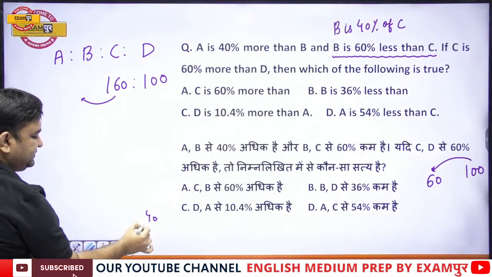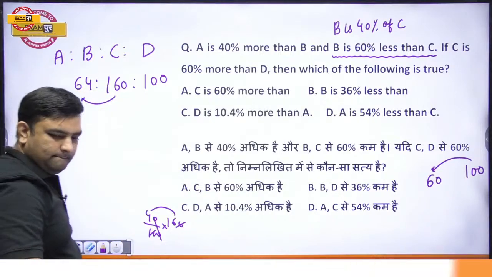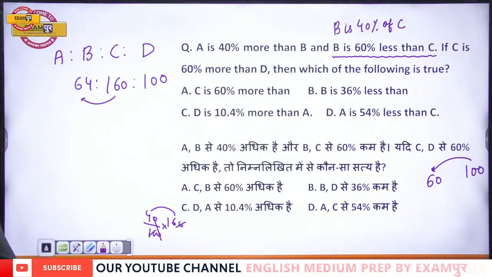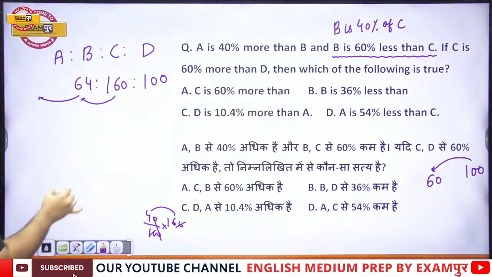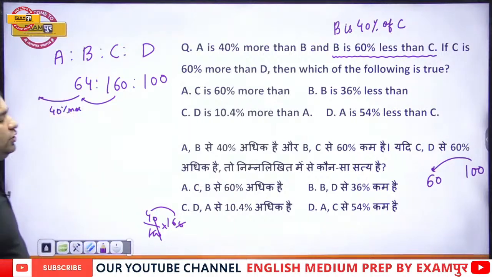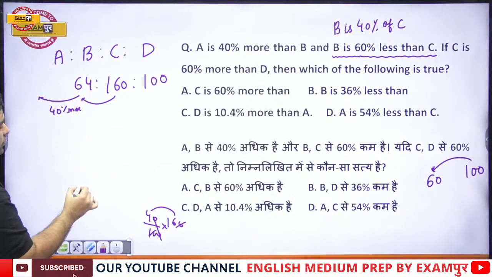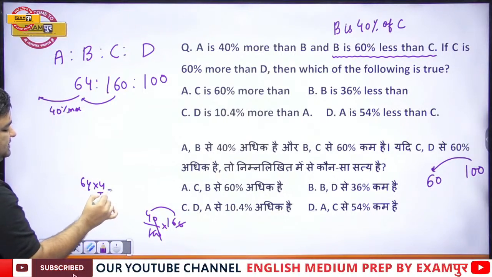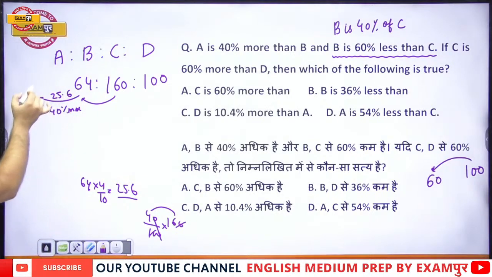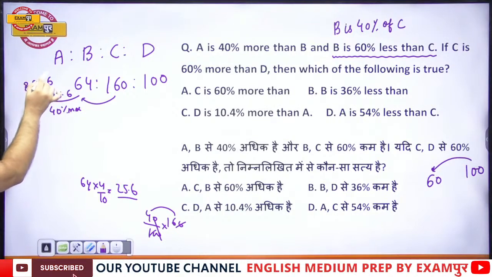What is 40% of 160? 64. A is 40% more than B. If you want to directly interpret it as 140% of B, you can, or you can find 40% of this and then add it. That is 25.6 more. So A is 89.6.